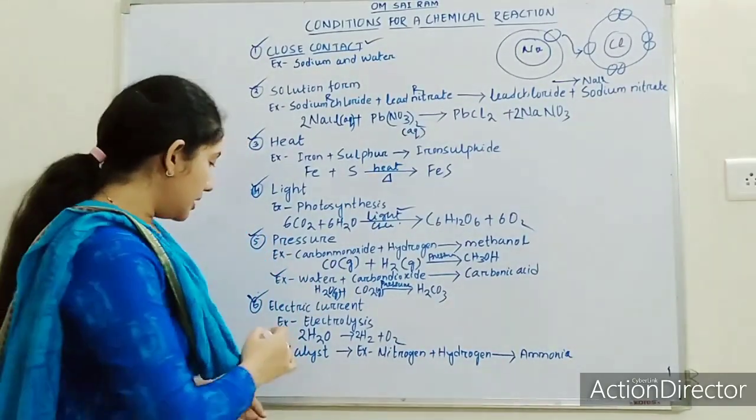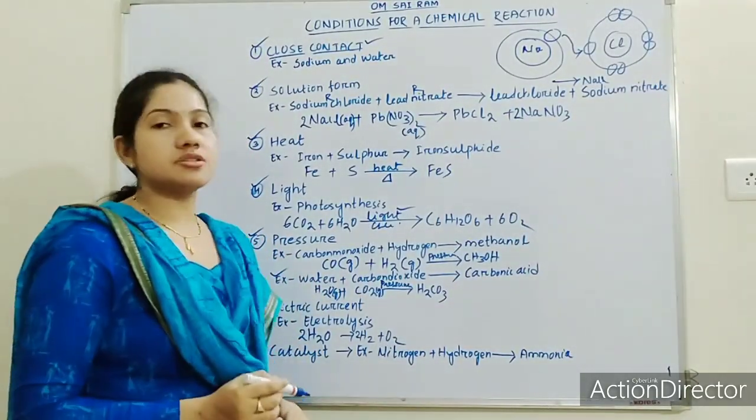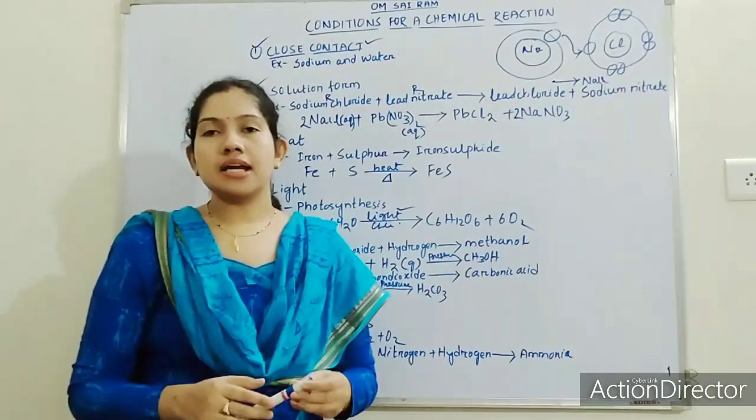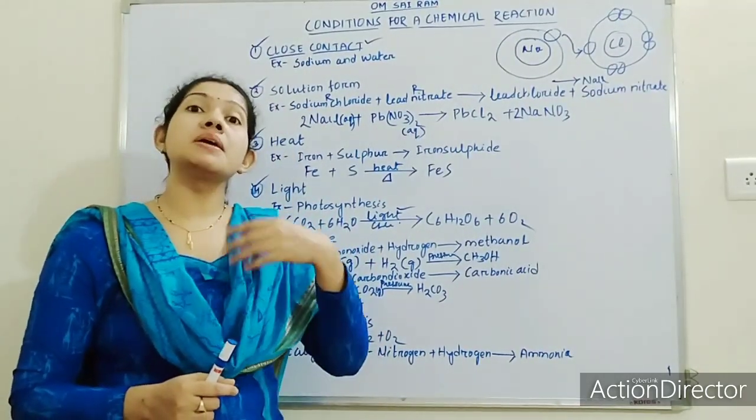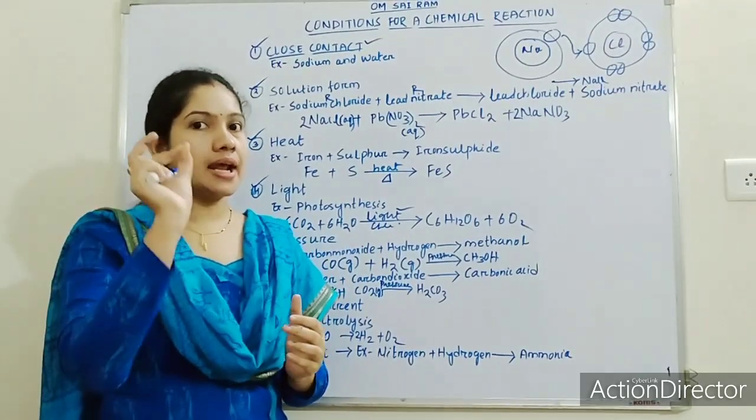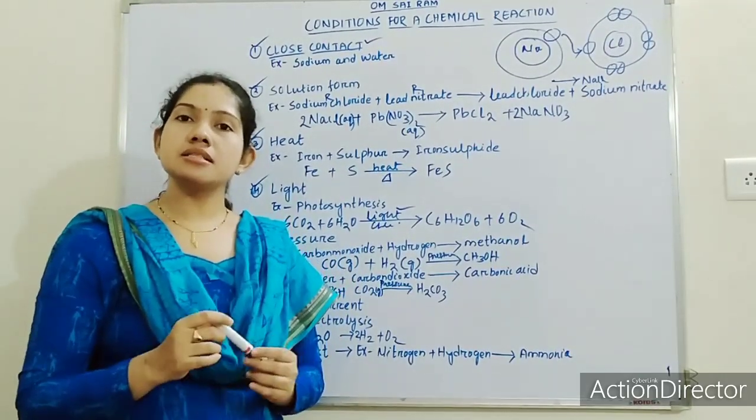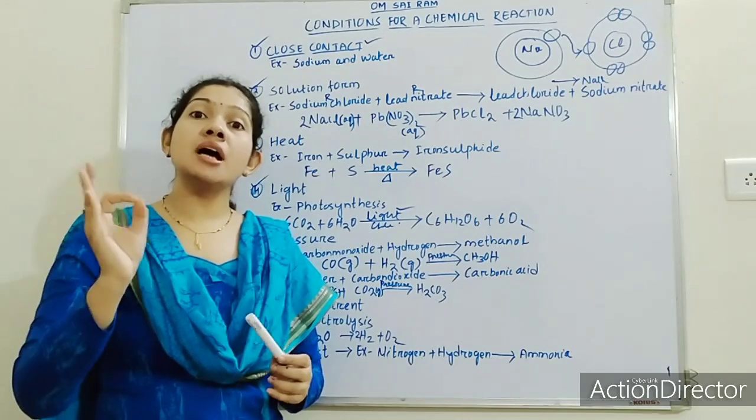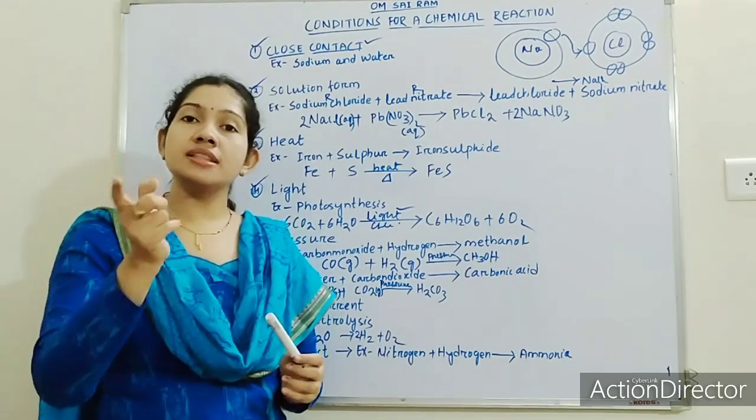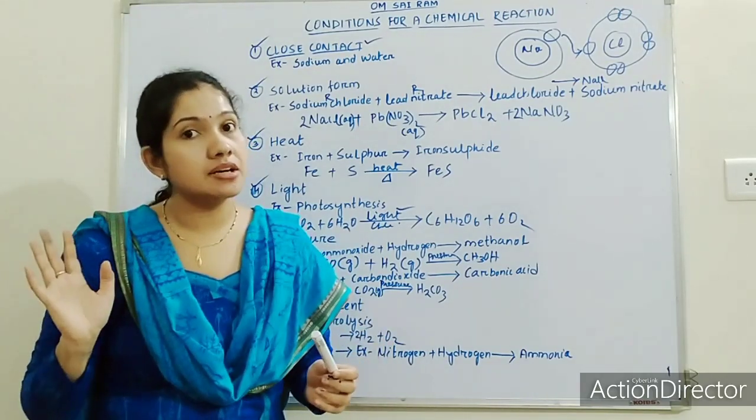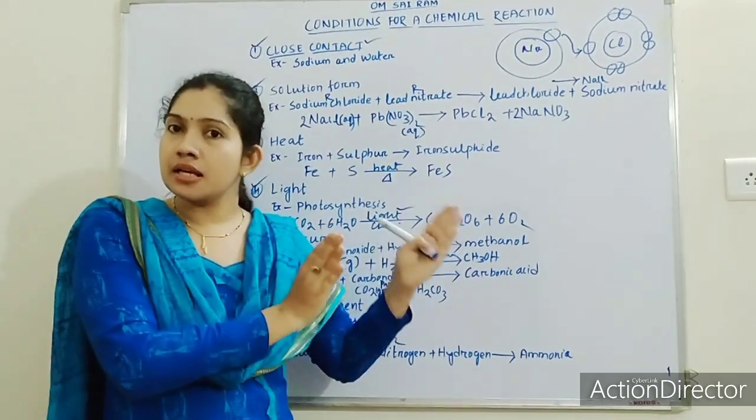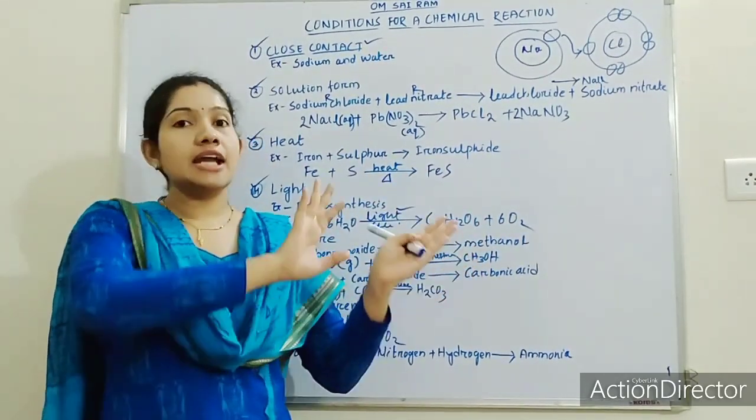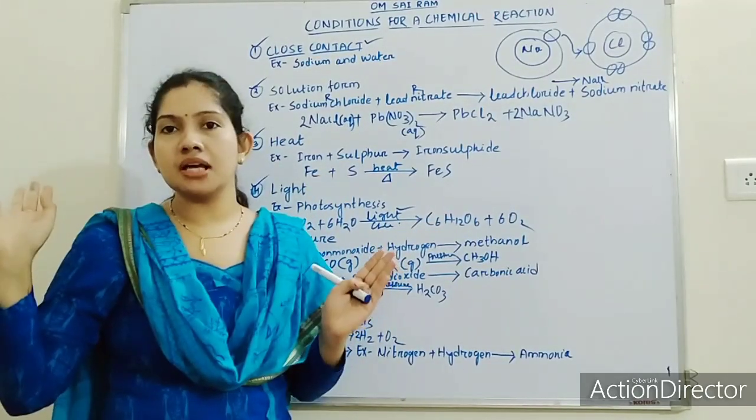Okay. Next, catalyst. What is catalyst? Catalyst is a substance which speeds up a chemical reaction. Just remember and note it down. Catalyst is a substance which speeds up a chemical reaction without participating in the chemical reaction. Remember, it will not participate in the chemical reaction, rather it will only speed up the chemical reaction.